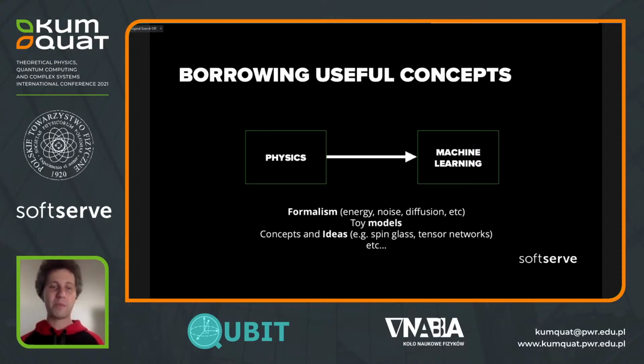And particularly because some of these systems are very complex, physicists spent a lot of time to deeply understand these systems and develop very well and detailed mathematical formalisms. So now we can use all of this work and apply it to machine learning.